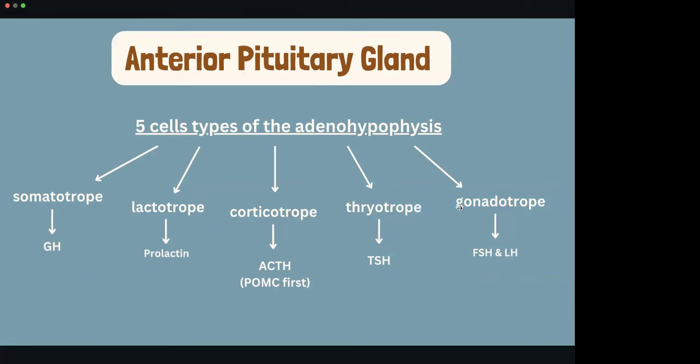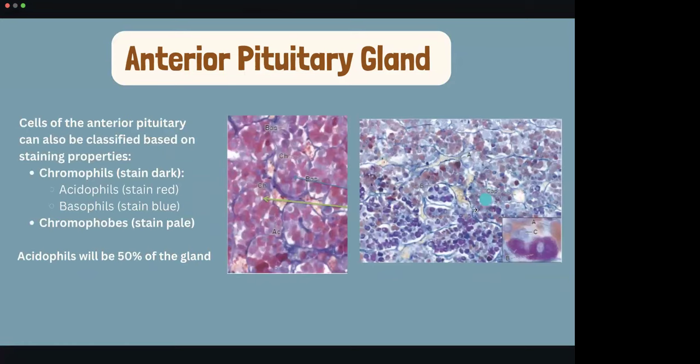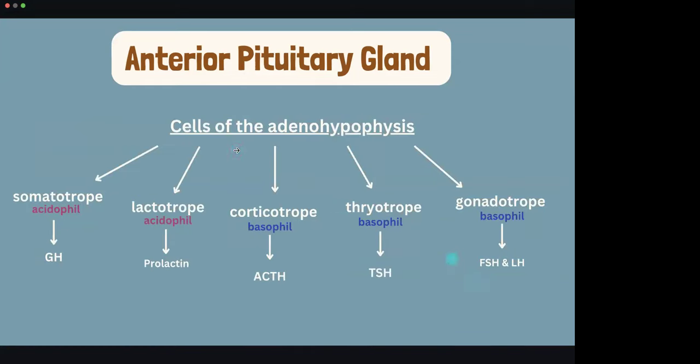But we can also classify them based on staining, and this is how we figure out which cells are present in the anterior pituitary gland. So, the cells of the anterior pituitary gland, we stain them, and then we could see either chromophils or chromophobes. Chromophils are basophils and acidophils, in which acidophils stain red and basophils stain blue. Chromophobes stain pale, and the majority of the cells in the anterior pituitary are acidophils, which are 50% of the gland. So this is the same thing that we just discussed in the beginning, but with the staining properties. So somatotropes, acidophils, lactotropes, acidophils, corticotropes, basophils, thyrotropes, basophils, gonadotropes, basophils.